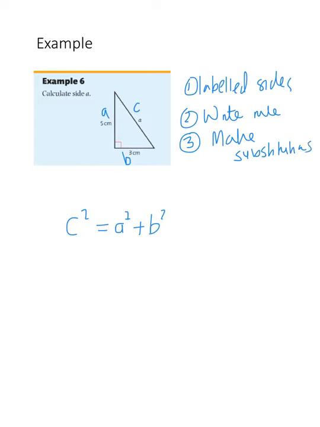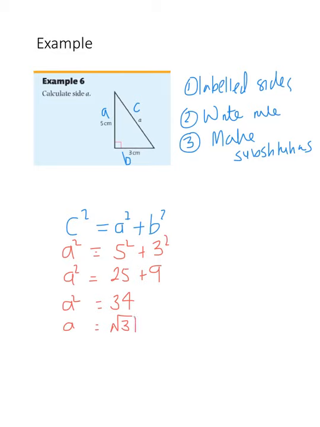So C squared in this question is actually A, so that becomes A squared. A is 5 centimetres, so that becomes 5 squared. And B is 3, so it becomes 3 squared. I would then work those out, so that becomes 25 plus 9. Adding those together means that A squared equals 34, so therefore A equals the square root of 34.